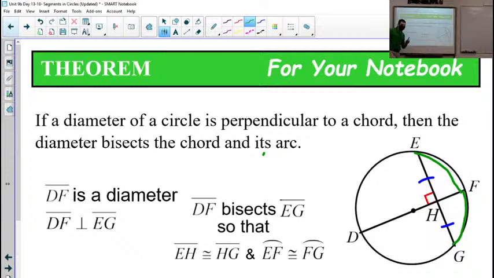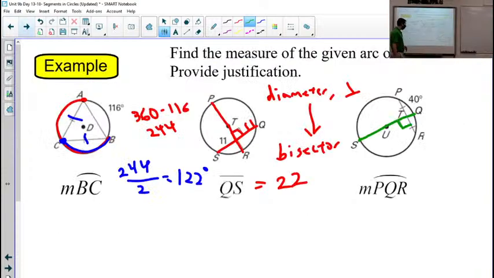So that means not only does the segment get split in half, if I have the arc in front of me, it's also split in half, split into two equal pieces. So this arc right here, since this piece was 40, so is this one. And so the entire arc from P through Q out to R, 40 here, and the other piece was 40, for a total of 80.